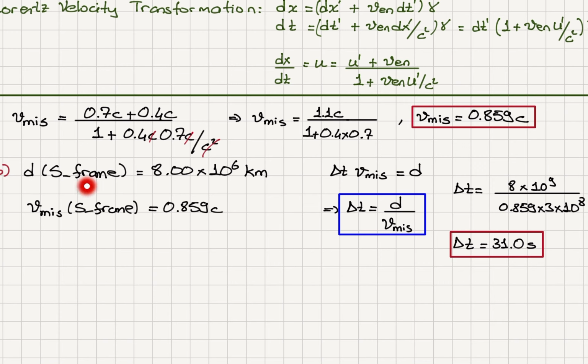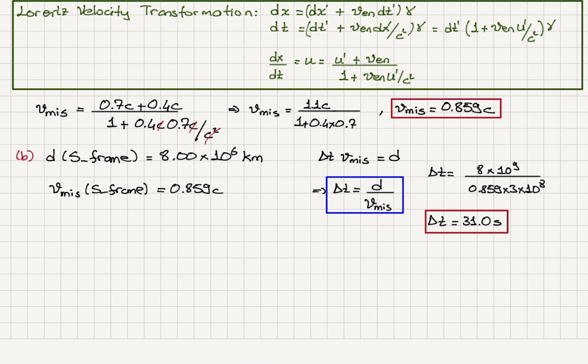If the starfighter reference frame sees that the missile was fired at a distance 8 times 10 to 6 kilometers, and in the same reference frame the speed is 0.859 c, then the time it takes for it to reach the starfighter will be distance traveled divided by the speed measured, d divided by v missile. So that's going to be 31 seconds.